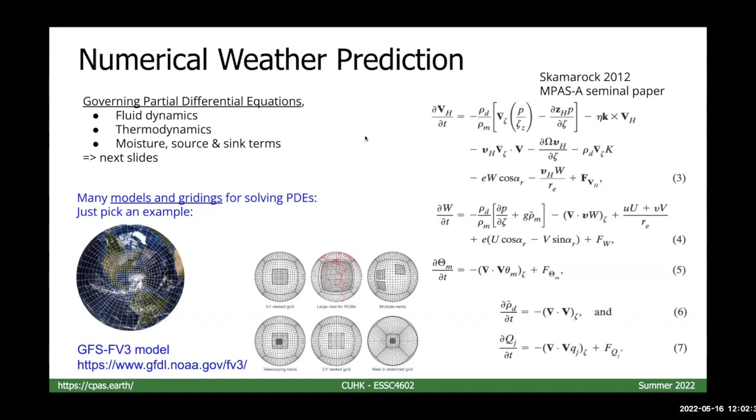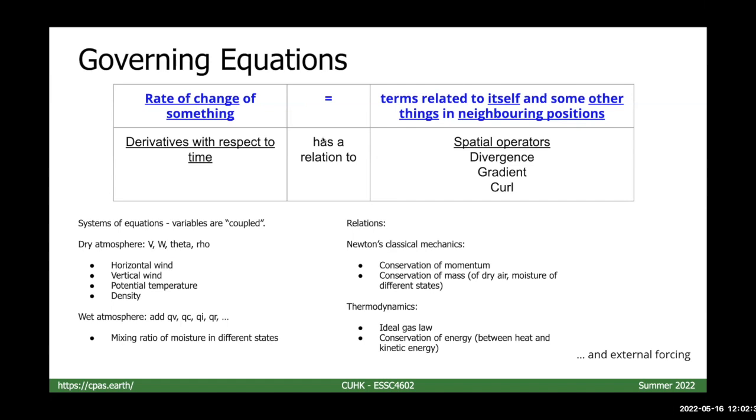And then what are these relationships? They are basically Newtonian classical mechanics. It involves conservation of momentum and also conservation of mass. For dry air, this is simpler, but for a wet atmosphere, that involves moisture of different states. And then the relations also involve thermodynamics, that involve the ideal gas law.